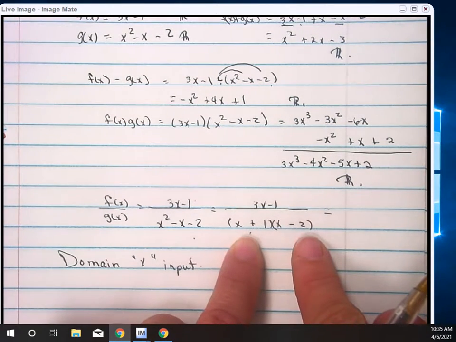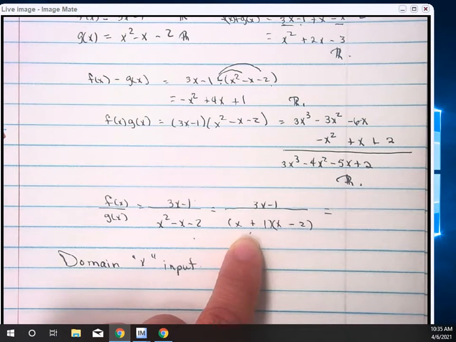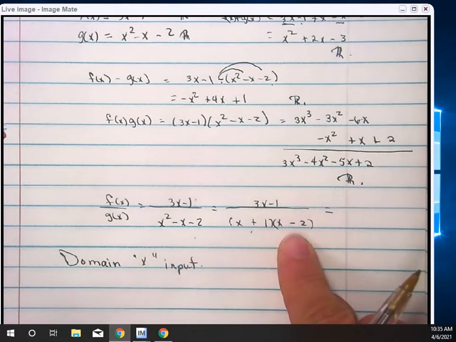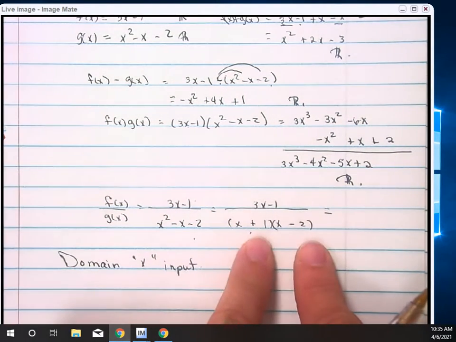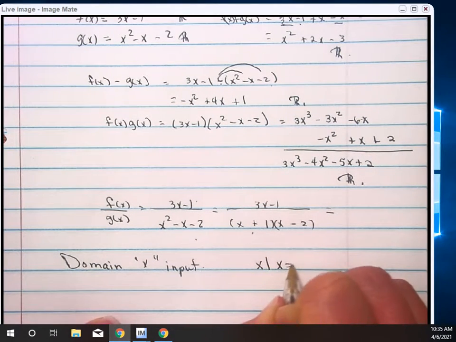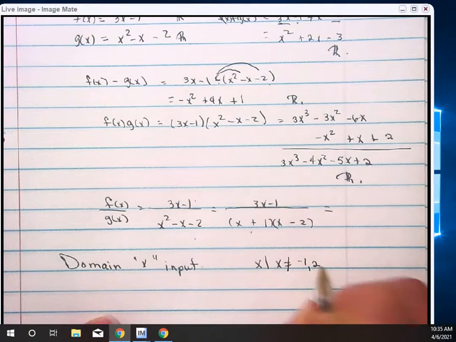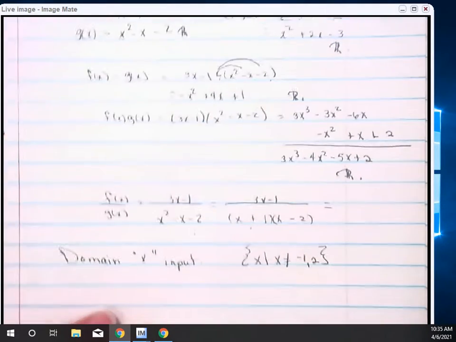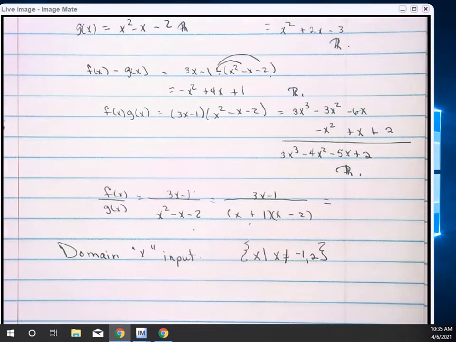What makes x plus 1 zero? If x is negative 1. What makes x minus 2 equal to 0? If x is 2. So this is going to have a restricted domain: x such that x cannot equal negative 1 or 2. And we call this set builder notation. Everything else will work. Sometimes it's easier to say what it cannot be versus everything that it can.